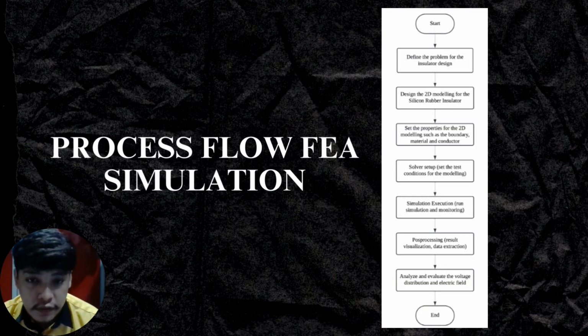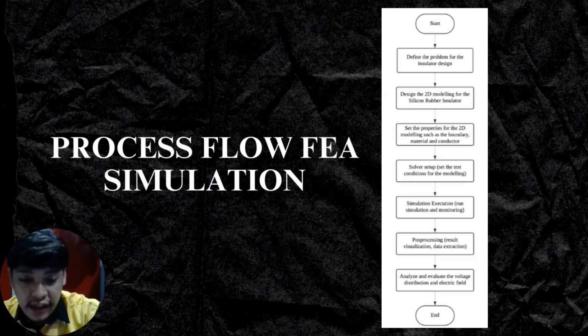And this is the flowchart for the FEA simulation. The first step is we start and define the problem for the insulator design. Next, design the 2D modeling for the silicon rubber insulator. Set the properties for the 2D modeling, such as the boundary, material, and conductor. Next, we use the solver setup and set the test condition for the modeling. Then simulation execution: run simulation and monitoring. Post-processing: result visualization, data extraction, analyze and evaluate the voltage distribution and electric field, and it ends there.